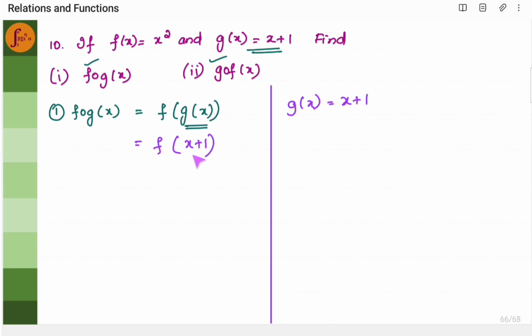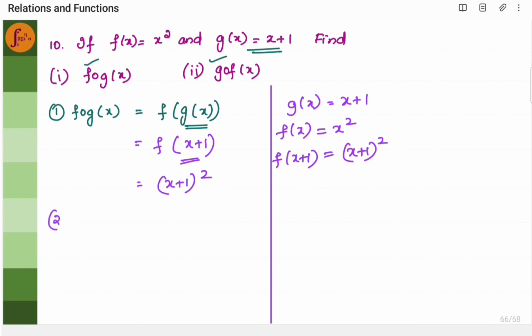Now I need to find f of x plus 1. To find this, I need to know f of x first. What is f of x? X square. I need to find f of x plus 1. So instead of x, I put x plus 1. So it will be x plus 1 the whole square. Let's find the second one.